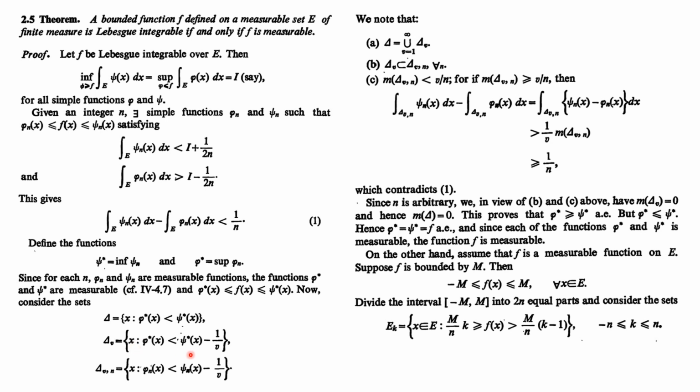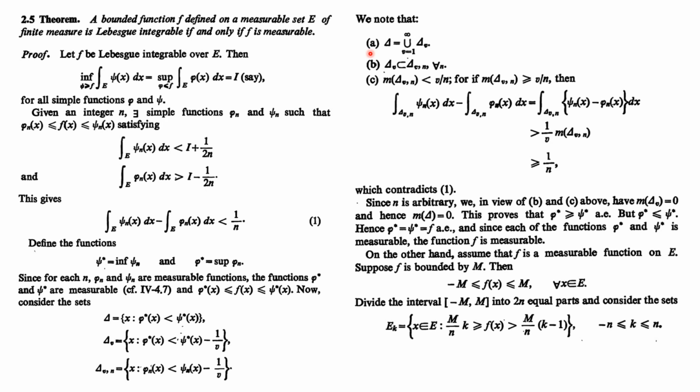If we take nu to be 1, it is the set of all those x belonging to E where phi star is strictly less than psi star minus 1. If we take nu to be 2, we get minus half, and so on. And the third set, delta nu n, is the set of all those x belonging to E where phi n x is less than psi n x minus 1 by nu. So here this set depends on n also. Here we are having the infimum and supremum, and here we are having all those points from E where each phi n x is less than psi n x minus 1 over nu.